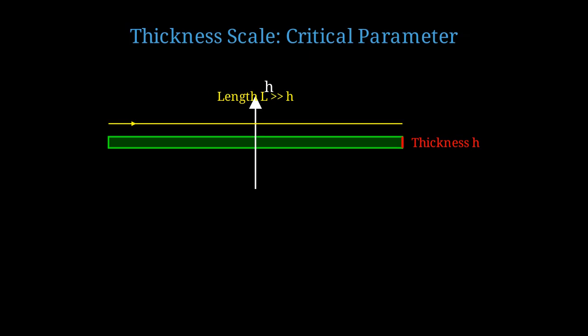Let's define our coordinate system and understand the geometry. Here we have a thin film with thickness h. The length L is much larger than the thickness. Typically, h is in the range of nanometers to micrometers, while L can be millimeters or even centimeters.